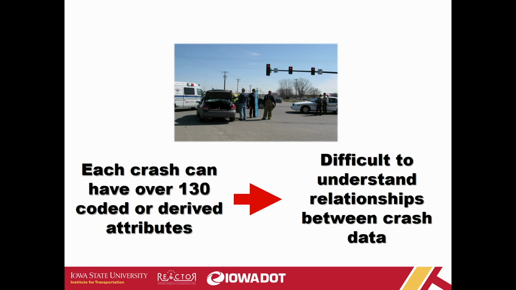And as I mentioned, the problem with this is it's hard to understand those different relationships between the crash data because we're only typically looking at one or two variables at a time, and we just see what's going on with that variable and don't understand all the different relationships that have occurred with all the other different coded attributes that we're collecting.